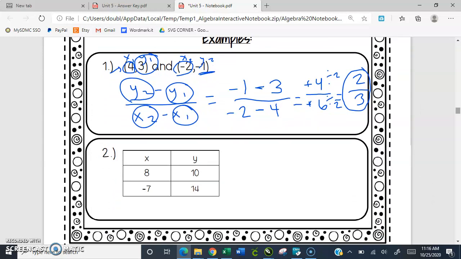So on this one, they give us our x1, x2. See that right there? It tells us that's our x values. And if this is x1, that means this has to be y1. And if this is x2, that means this has to be y2.